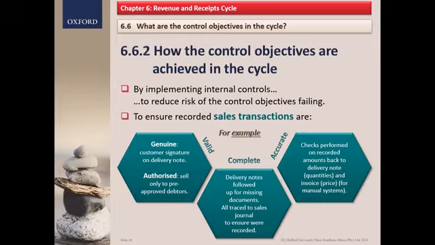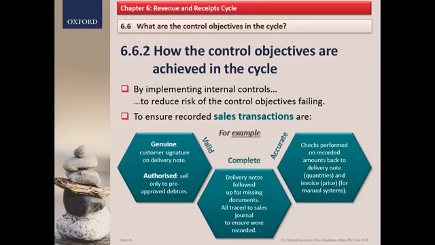Valid means a genuine customer signature on the delivery note, and authorization to sell only to pre-approved debtors. Complete in the sense that delivery notes are followed up for missing documents, and all sales are traced to the sales journal to ensure they were recorded. Accurate in the sense that checks are performed on the recorded amounts back to the delivery notes, quantities, and invoice price for the manual system, to ensure that whatever has been sold has been recorded accurately and within the period to which it relates.